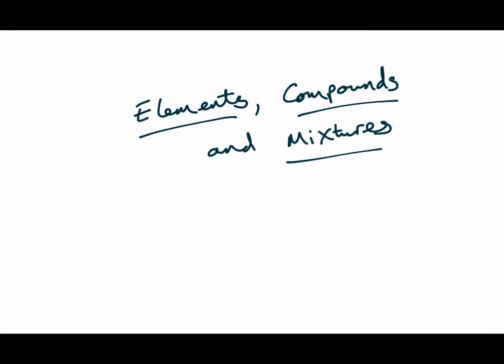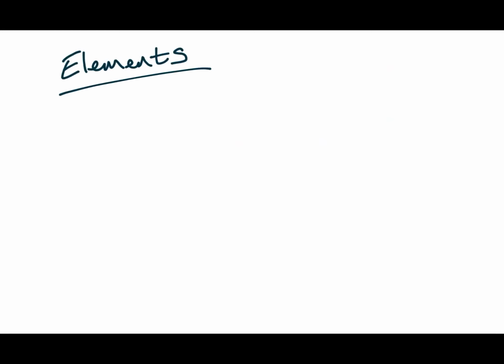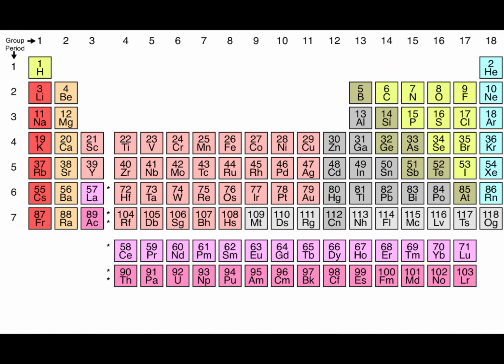This video is to look at the different ways of showing elements, compounds and mixtures in chemistry. So let's start off looking at elements. Elements can be found on the periodic table. So if the name is not on the periodic table, then it's not an element. All known elements are on the periodic table, and this includes quite a lot that are synthetic down the bottom.